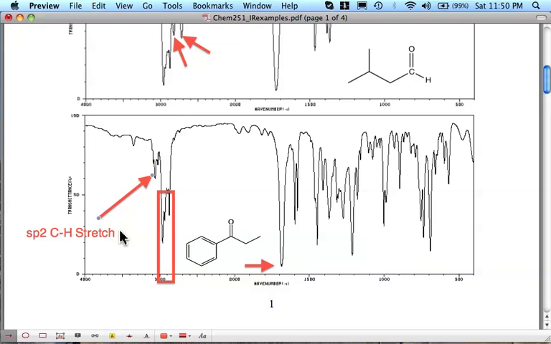So what you're starting to learn are some important numbers to keep in mind. 3000 right here: if we're slightly below that, those are normal CHs. If we're slightly above that, then that's going to be sp2, and in a minute we'll see sp CHs are even higher. Another important number is this 1700. Slightly above 1700 usually suggests that we have a normal carbonyl. Slightly below it suggests either conjugation or, as we'll see in a minute, an amide.